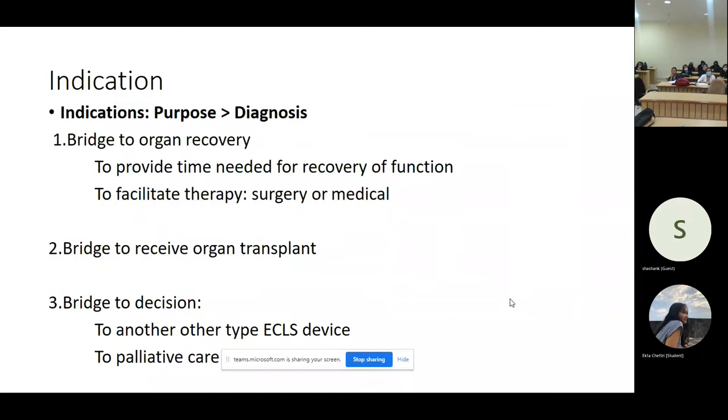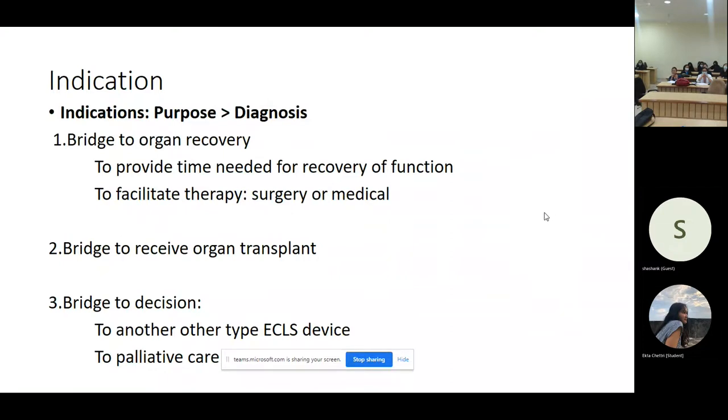Good. So next is bridge to receive an organ transplant. When the patient is going to undergo a lung or heart transplant, ECMO is used as a bridge therapy, along with a ventricular assist device, so that oxygenated blood is delivered to the patient without much effort. When the next organ is available for the patient, it is used, but it is not a permanent solution. It is just a temporary bridge therapy in those patients. Clear till now?